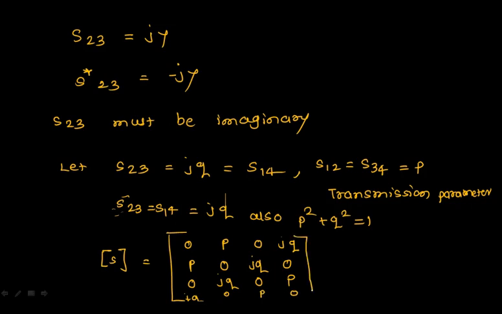So this is nothing but the scattering matrix for your directional coupler. So you are having 0 P 0 jQ, P 0 jQ 0. So diagonally you are having all these jQ values over here, and this will be P, P here. And then you can say here that ports 1, 1, 2, 2, 3, 3, 4, 4 are perfectly terminated. Decoupled ports are 2 and 4. Decoupled ports are 1 and 3. So this is all about the directional coupler.